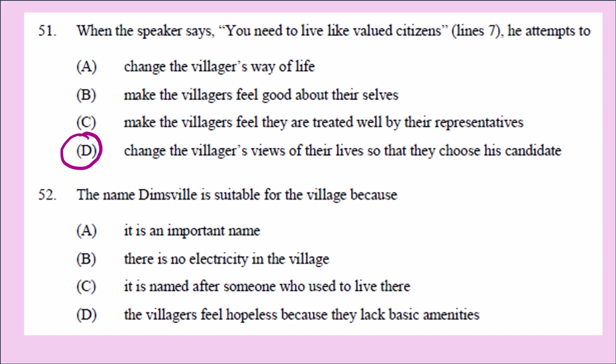Question 52. The name Dimsville is suitable for the village because A. It is an important name. B. There is no electricity in the village. C. It is named after someone who used to live there. Or D. Villagers feel hopeless because they lack basic amenities. And we'll go for D.